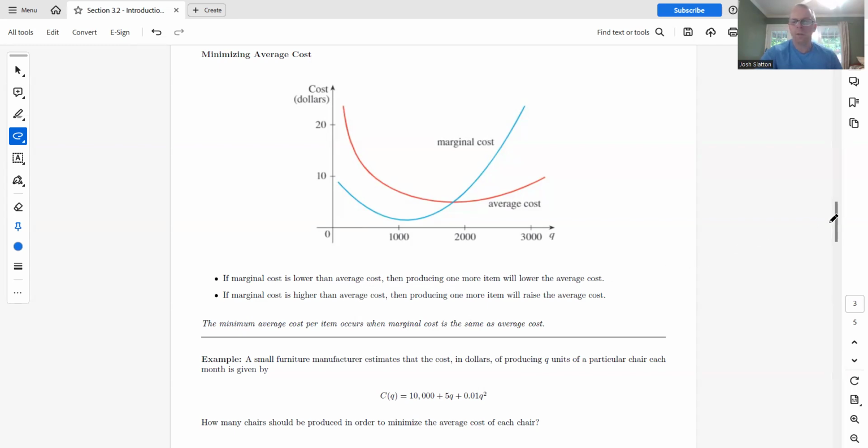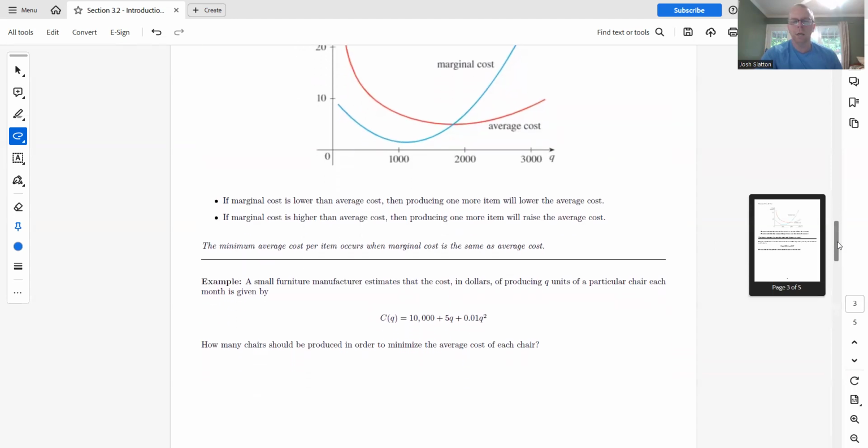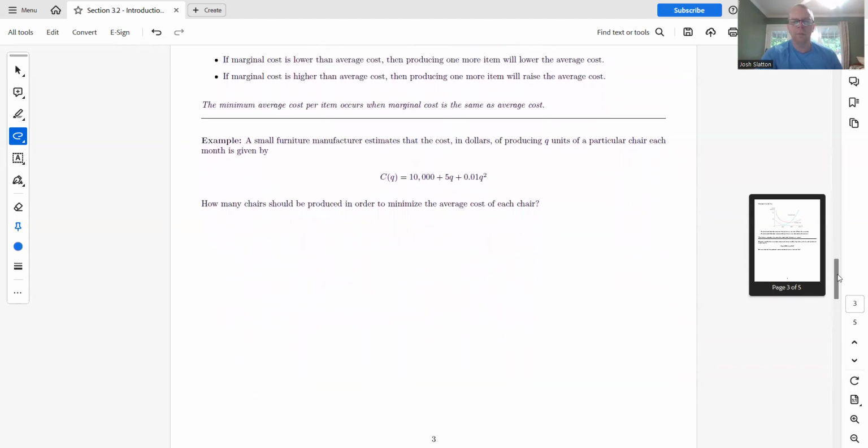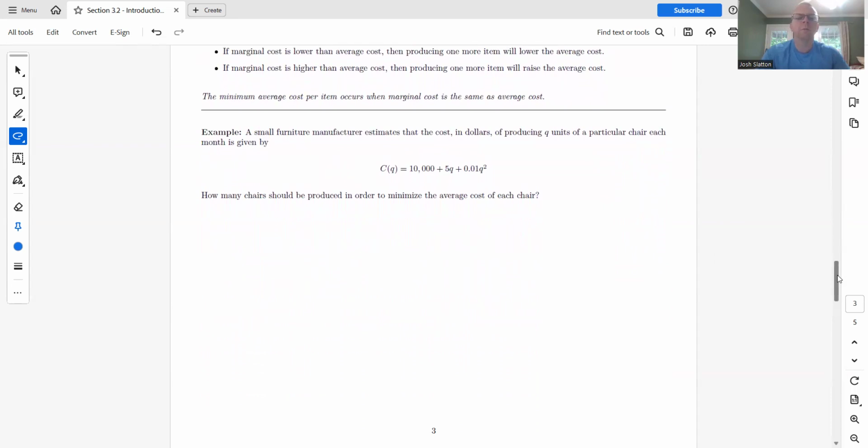So in the next example that we're going to look at, we have a furniture manufacturer. We have the cost function. How many chairs should be produced to minimize the average cost of each chair? What this is saying is that marginal cost needs to equal average cost. So essentially, C prime of Q needs to equal C of Q divided by Q. And that would tell us when the minimum average is.